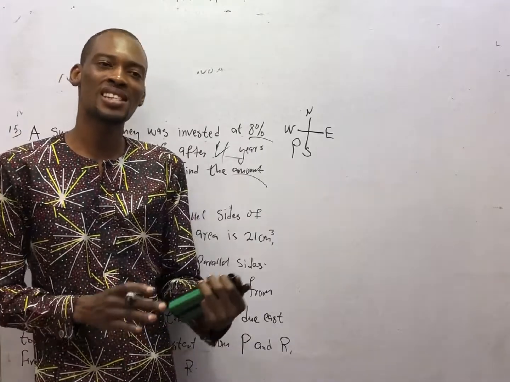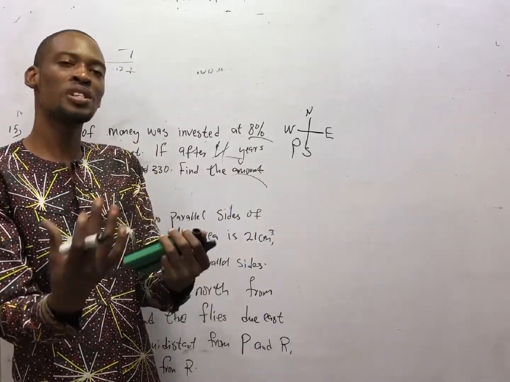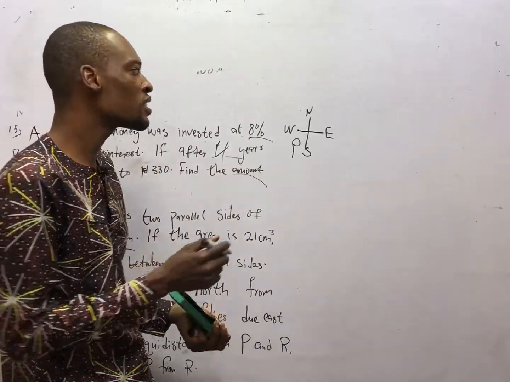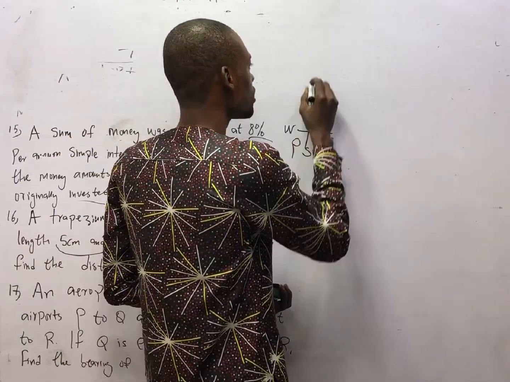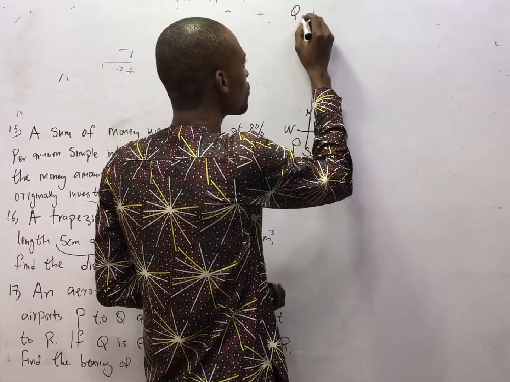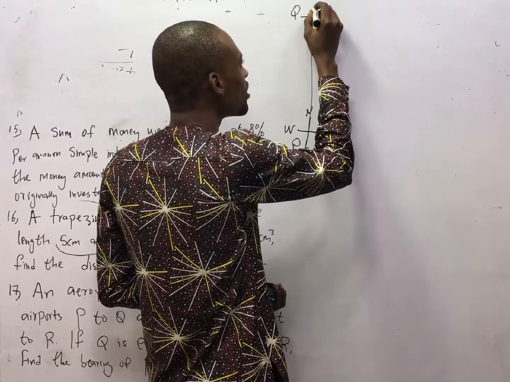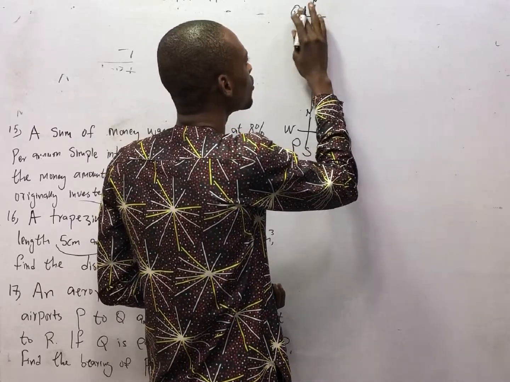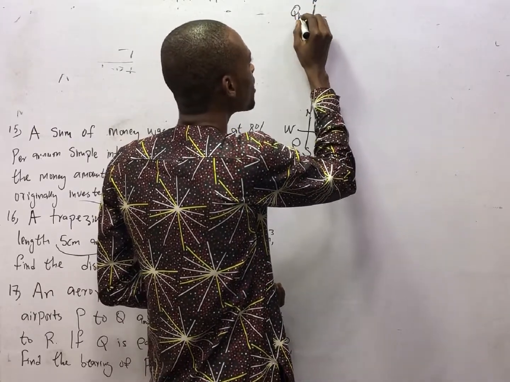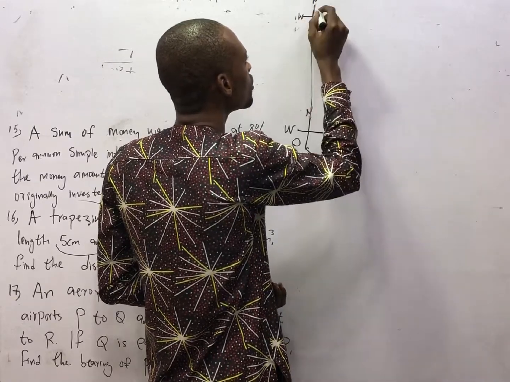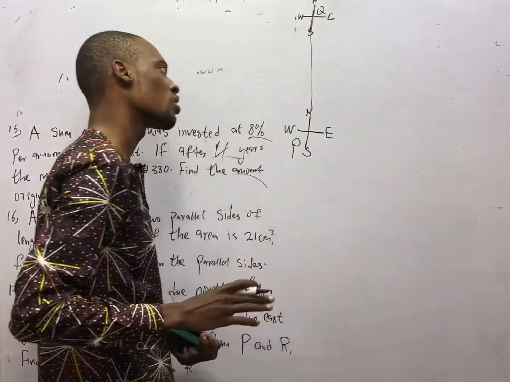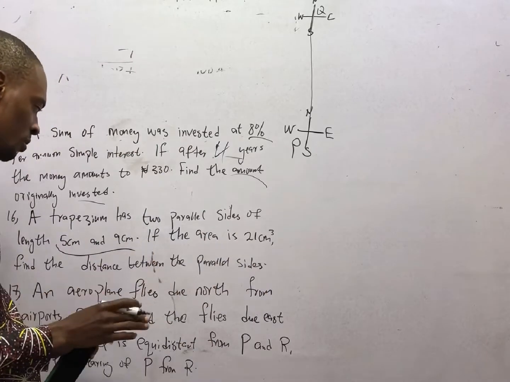Now they did not give us the angle. Since it says due north, it means it went straight from airport P to, let's call this airport Q. So here it has its own cardinal point: north, south, west, and east. So this is airport Q from P to Q. So we've done the first interpretation.